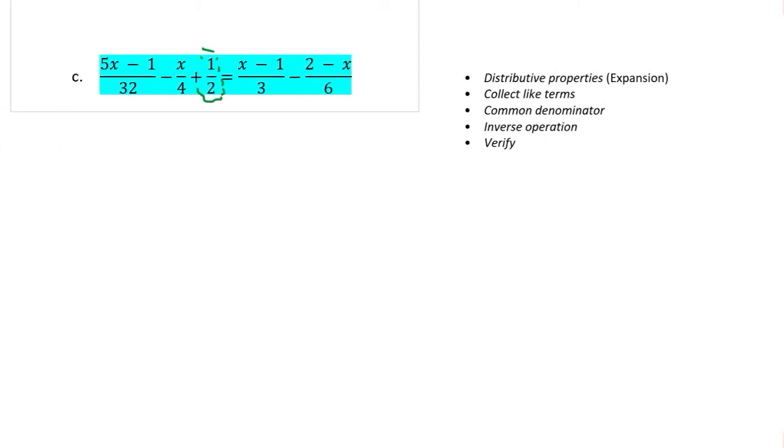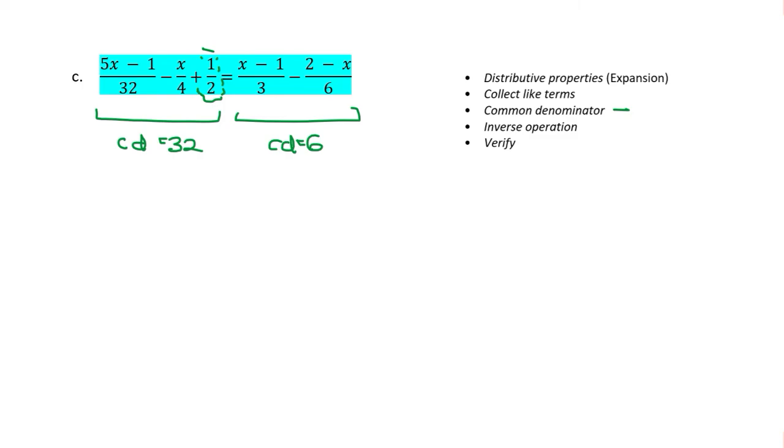So on the left side, we have a common denominator that is equal to 32, because 4 is a factor of 32 and 2 is a factor of 32. And on the right side here we have 3 and 6, and in this case 3 is a factor of 6, which means that the common denominator here is 6. So once we have this, then we'll be able to solve for our fractions after recognizing the common denominator step right there.